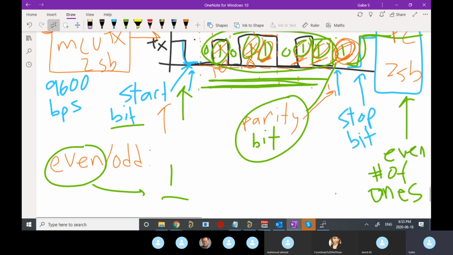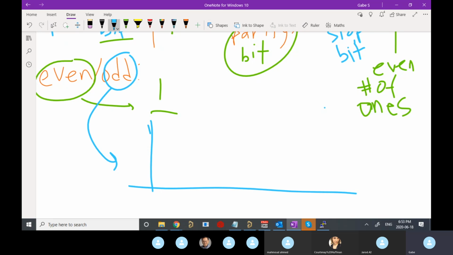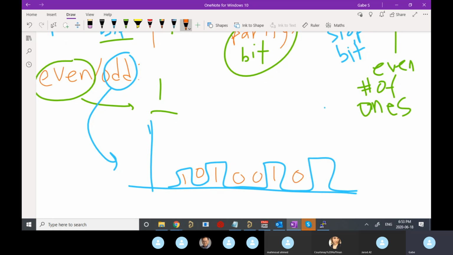You can do the same thing the other way, right? You can say, okay, even's cool, I want an odd parity instead, right? So I had a 1, 0, 1, 0, 0, 1, 0, 1. So this is 4. Then in my parity bit, what I would do is put a 1 here, right? My system would send a 1 to make it an odd number of ones, right? 1, 2, 3, 4, 5.